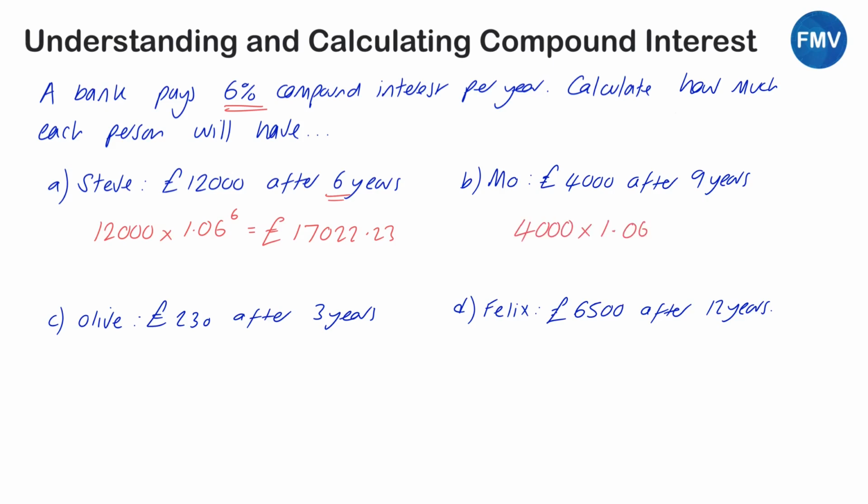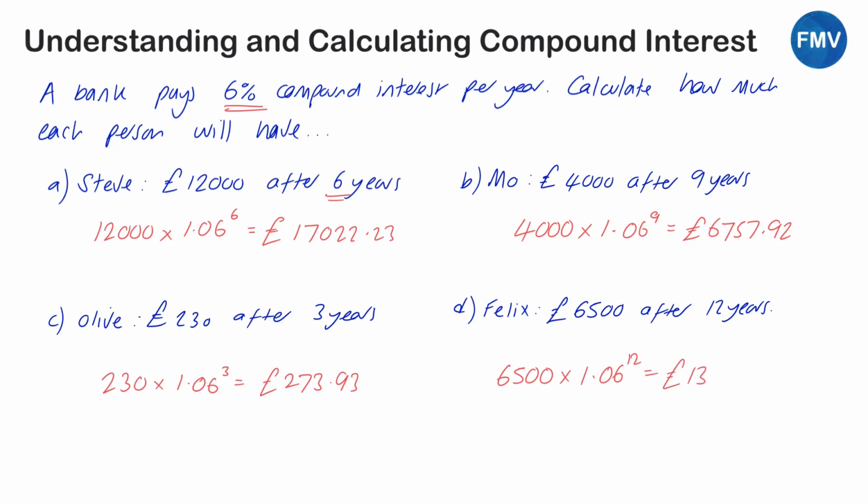In Mo's case, he invests £4,000. It's still 6%, so it's 1.06 multiplier. This time it's raised to the power of 9. In his case, he will get a total return of £6,757.92. With slightly less to play with here, so 230 multiplied by 1.06 raised to the power of 3 years, she gets a return of £273.93. And finally, Felix, he invests £6,500 at 6% interest for 12 years. His return will be £13,079.28.